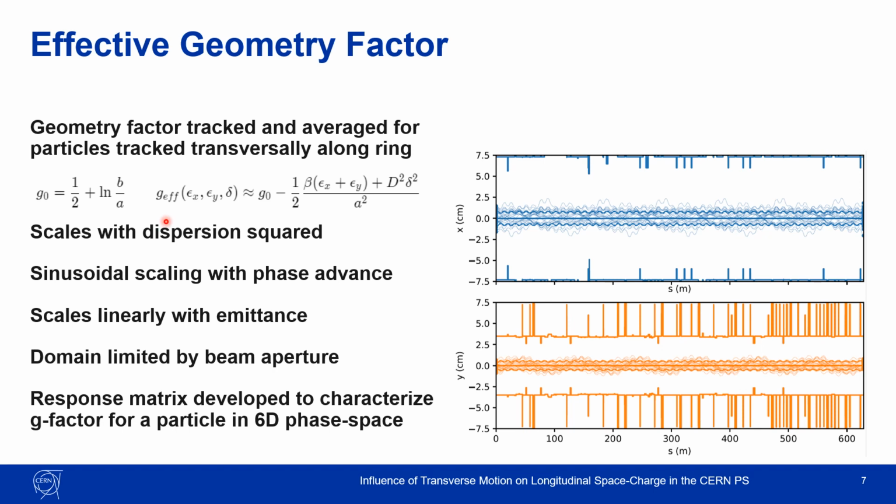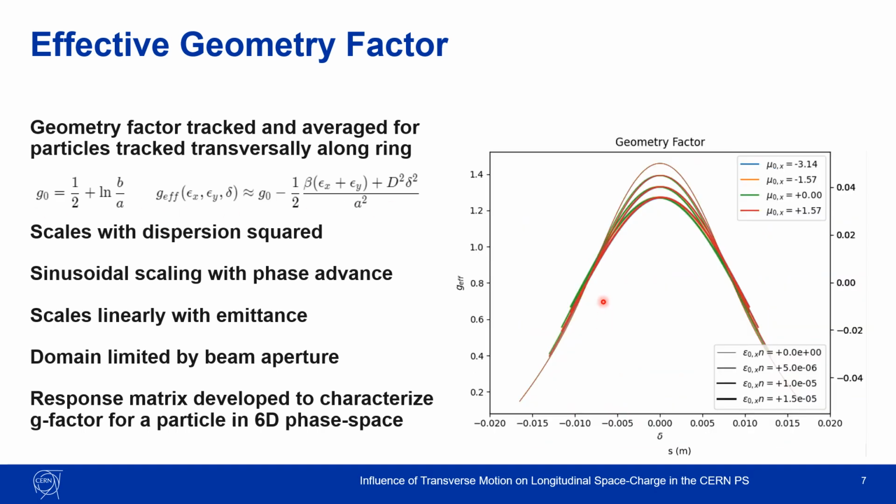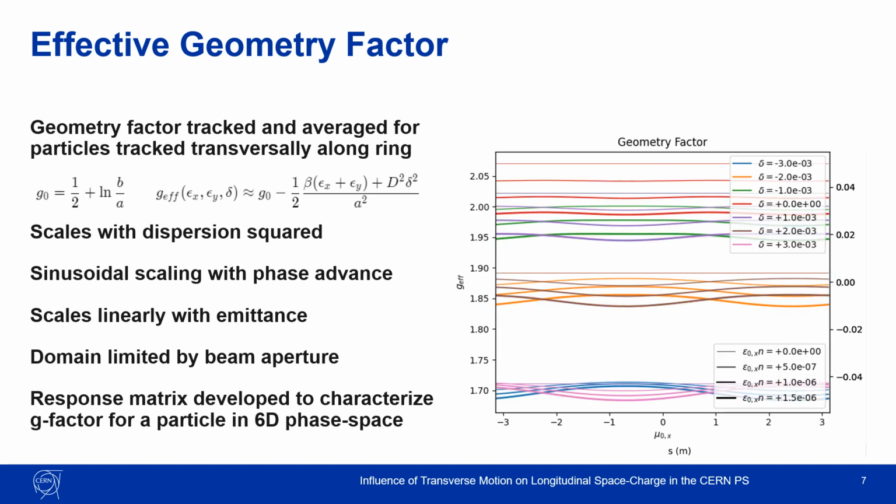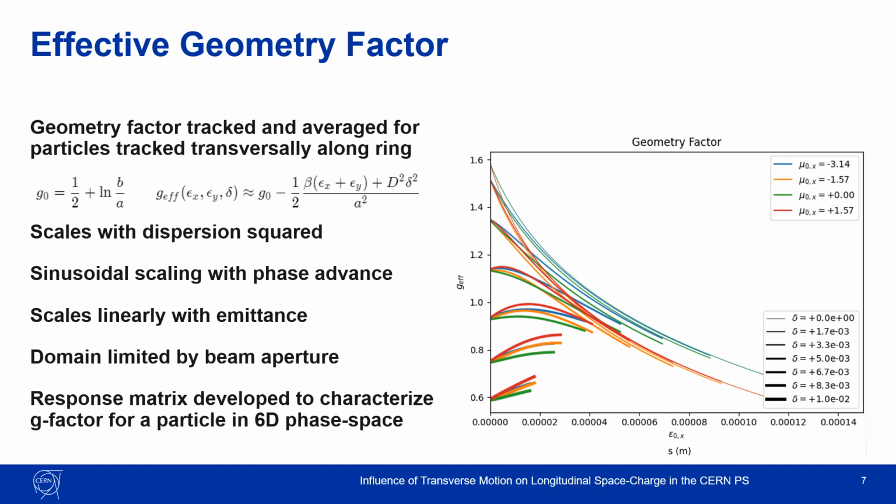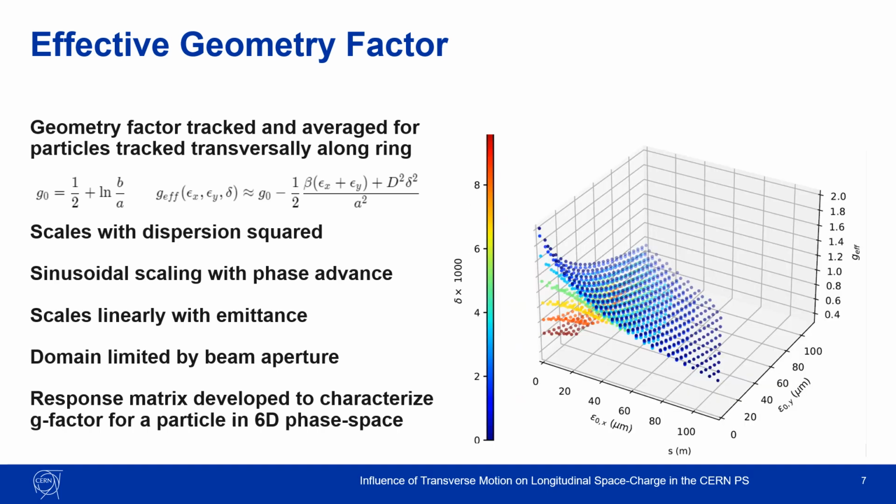Basic scaling laws can be derived to describe how this ring averaged effective geometry factor scales with particle dispersion squared, sinusoidally with transverse phase advance, and mostly linearly with transverse admittance. However, the domain is limited by high dispersion particles where collisions with the aperture is inevitable. Accordingly, a response matrix can be developed to effectively characterize a particle's felt longitudinal space charge along a ring without the need for additional transverse tracking.